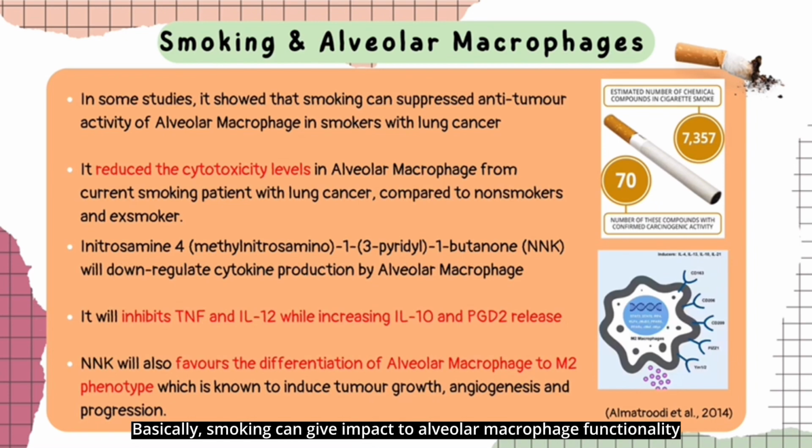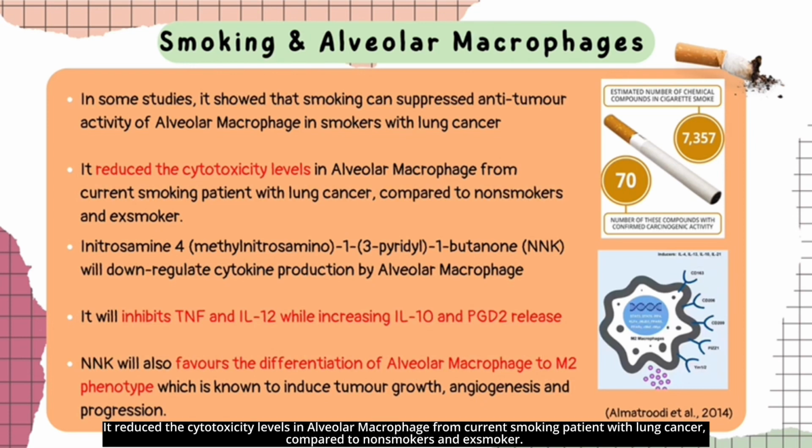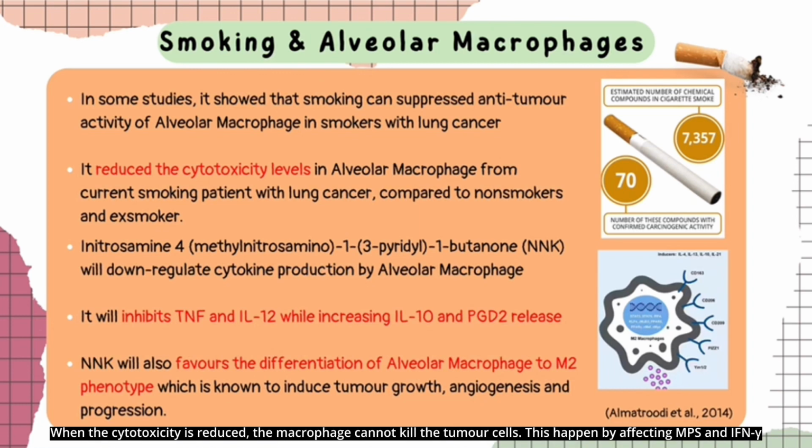Basically, smoking can impact alveolar macrophage functionality. Some studies showed that smoking can suppress the anti-tumor activity of alveolar macrophages in smokers with lung cancer. It reduced the cytotoxicity level in alveolar macrophages from current smoking patients with lung cancer compared to non-smokers and ex-smokers. When the cytotoxicity is reduced, the macrophage cannot kill the tumor cell. This happens by affecting LPS and interferon gamma.